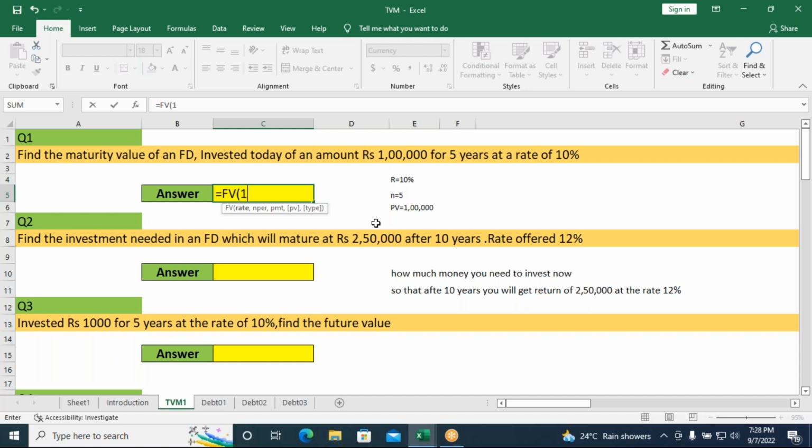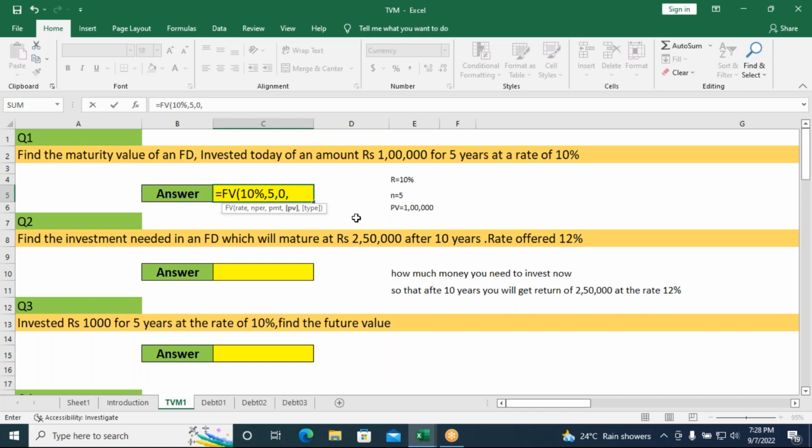10%. So 10% is the rate, comma, N per is number of years. So for how many years am I making the investment? 5 years. So for 5 years, comma, PMT. So for the time being, we don't know what the payment is going to be. So for the time being, we'll keep it as 0 because I don't know that one, comma, present value.